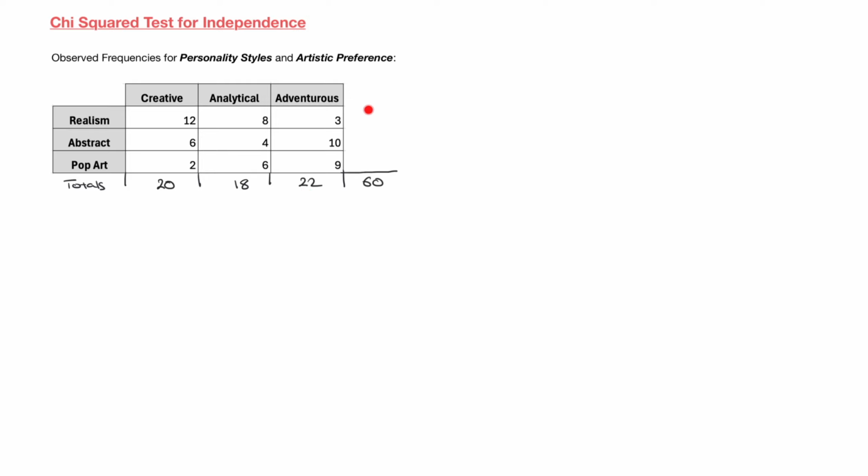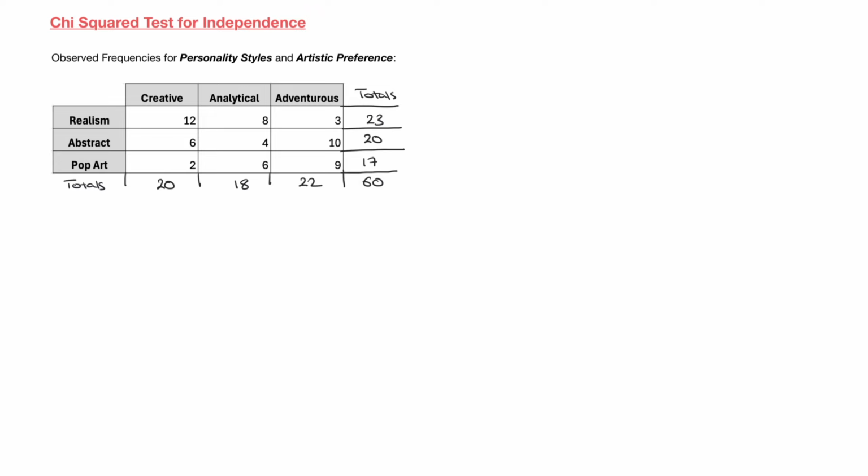Next, on the far right-hand side of my contingency table, I add a totals column. And so I'll extend the rows here. There we go. And so here I write the totals of each of the rows that we have. So the total number of people who preferred realism would be 12 plus 8 plus 3, which is 23. Those who preferred abstract art, well, that's 6 plus 4 plus 10, which is 20. And last but not least, those who preferred pop art, well, that's 2 plus 6 plus 9, which is 17.